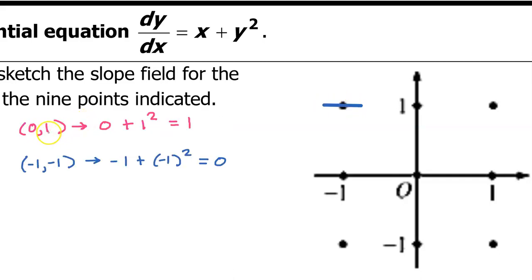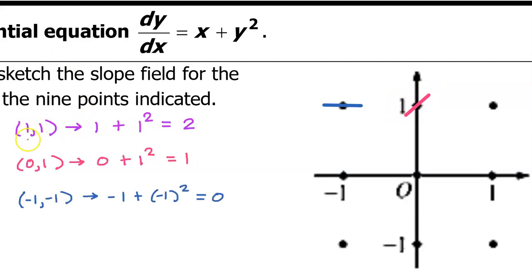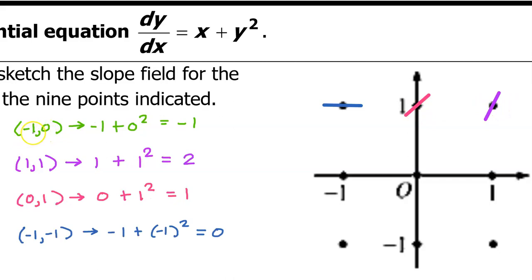At the point (0, 1), we have 0 plus 1 squared, which equals 1. So right here we should have a nice 45-degree slope. At the point (1, 1), we have 1 plus 1 squared, which equals 2. So we should have a slope that is steeper than a 45-degree angle right here. At the point (-1, 0), we have -1 plus 0 squared, which equals -1. So we should have a decreasing slope that is at a 45-degree angle right here.